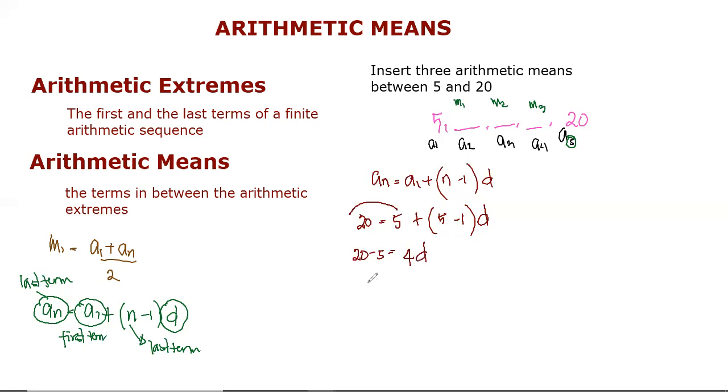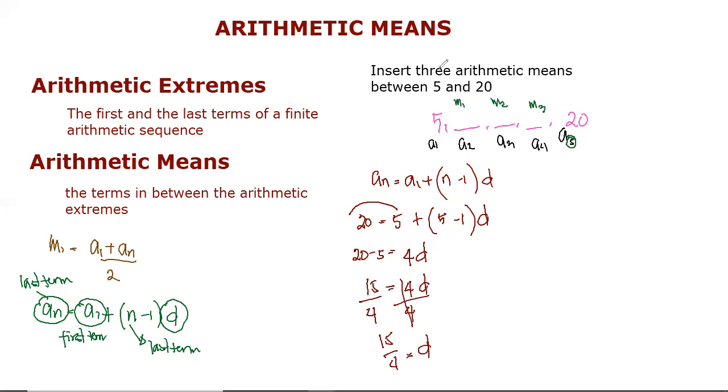Okay, so 20 minus 5 is 15. Tama po? So it will give us 15. Okay, and then 4 times d. Divide both sides by 4 for you to get the value of d. Okay, 15 divided by 4 cannot be simplified. So 15 over 4 is equal to d. Okay, so the common difference is 15 over 4.